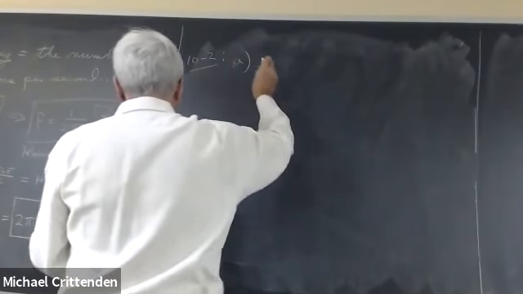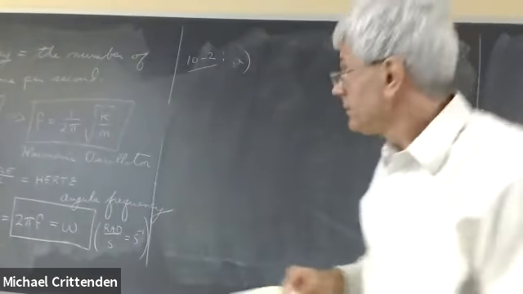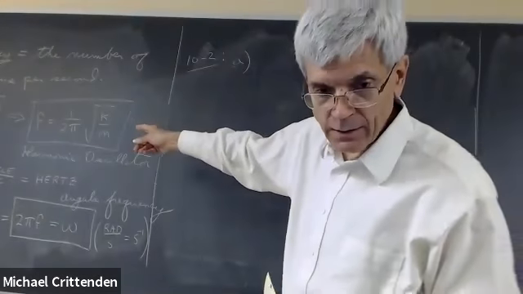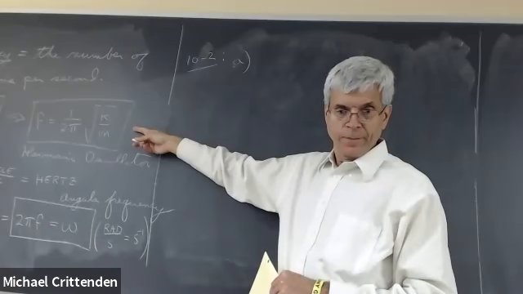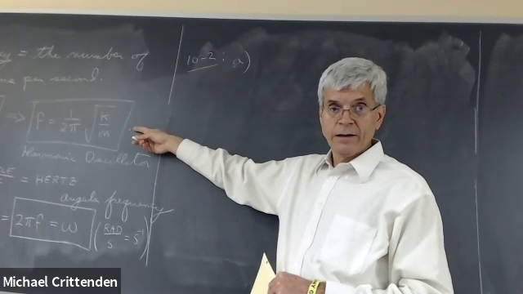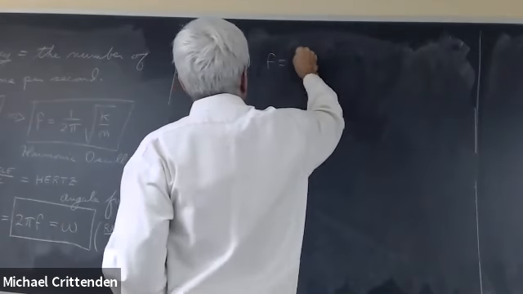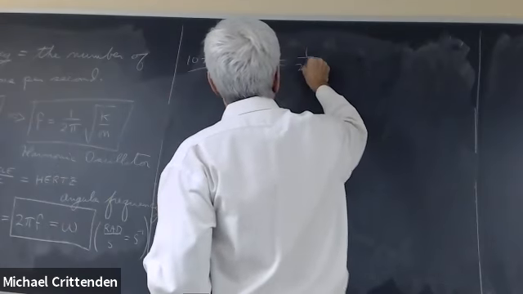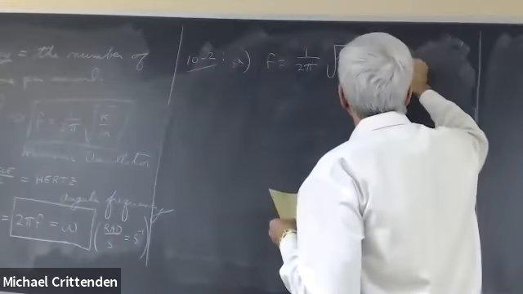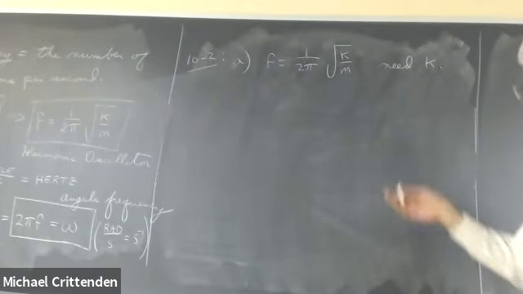Part A, it's still over there actually, from the end of the previous recording. The frequency of a harmonic oscillator is the square root of k over m. Well, in cycles per second, it's 1 over 2 pi times the square root of k over m. We know m, but we need k.